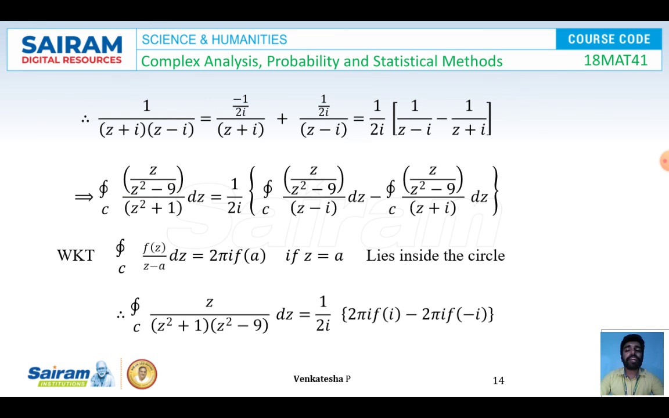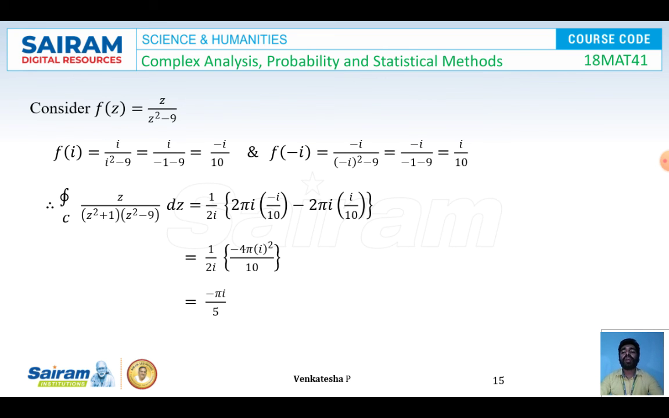So now after replacing, I got the function f of i as i by (i square minus 9). It will be equal to i by (minus 1 minus 9). So I got the value of f of i is minus i by 10. Similarly, the value of f of minus i is minus i by (minus i square minus 9). It will become minus i by (minus 1 minus 9). I got i by 10.